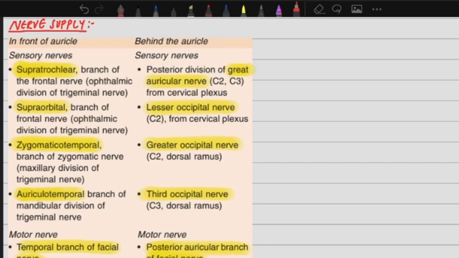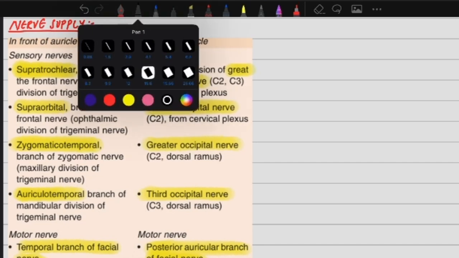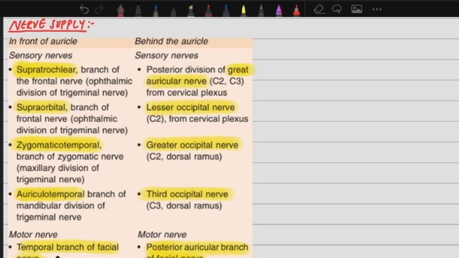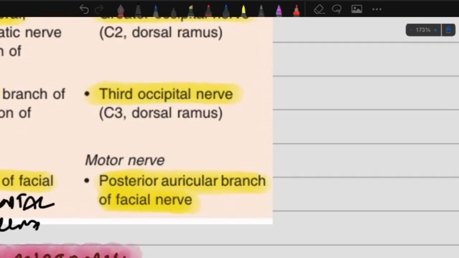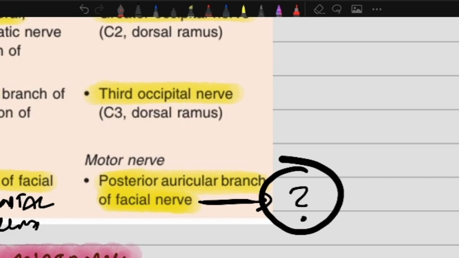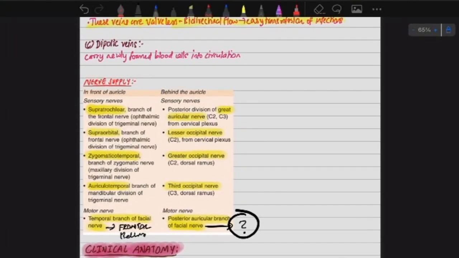Remember, the temporal branch of facial nerve supplies the frontal bellies. We have studied it now. I hope you guys remember. Okay, and behind the auricle, what are the sensory nerves? We have great auricular nerve, lesser occipital nerve, greater occipital nerve, third occipital nerve, and the motor nerve is the posterior auricular branch of facial nerve. Now just comment guys, the posterior auricular branch of facial nerve supplies which muscle? Just comment in the comment section.